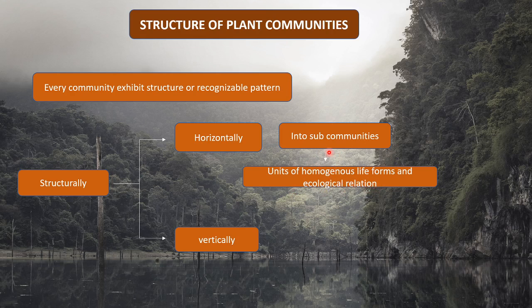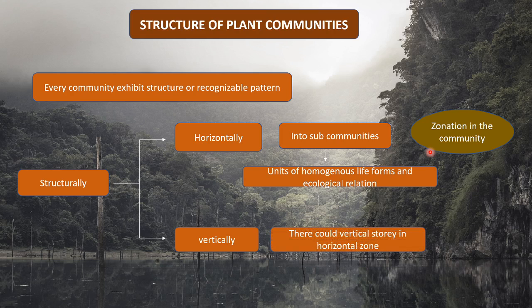So in a sub community, most of the life forms will be the same, right? So most of this would be homogeneous. They will be equal, or they may look alike, right? So it gives us an insight into the type of homogeneous life form present in a plant community, and also how all of these are related to each other. Therefore, horizontal structure can be called zonation in the community. It defines the zones present in the community, right?